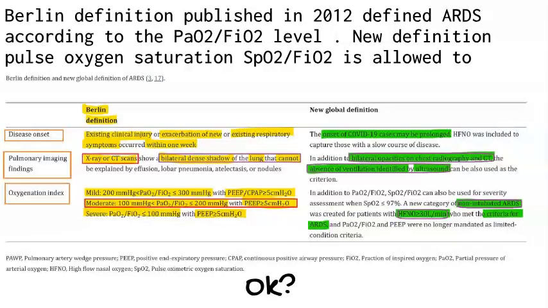In addition to PaO2 to FiO2, SpO2 to FiO2 can also be used for severity assessment when SpO2 is less than 97%. A new category of non-intubated ARDS was created for patients with HFNO more than 30 liters per minute who met the criteria for ARDS, and PaO2 to FiO2 and PEEP were no longer mandated as limiting criteria. Okay, everyone?